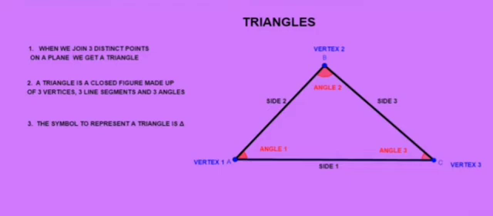Next, the symbol to represent a triangle is, look at here, a small image of the triangle. Okay, so this is the symbol of a triangle. So remember all these things: three angles, three sides and three vertices. Okay, clear? Good. The properties of triangle.